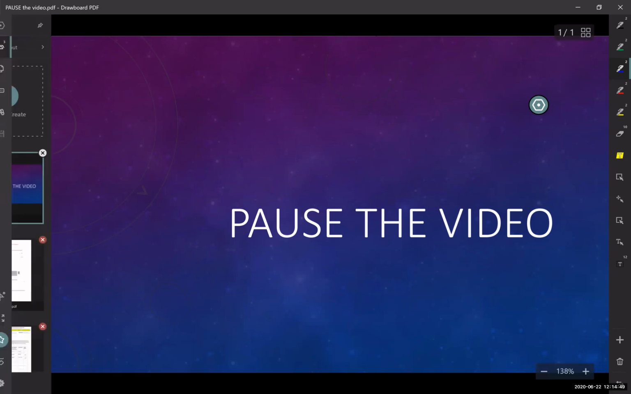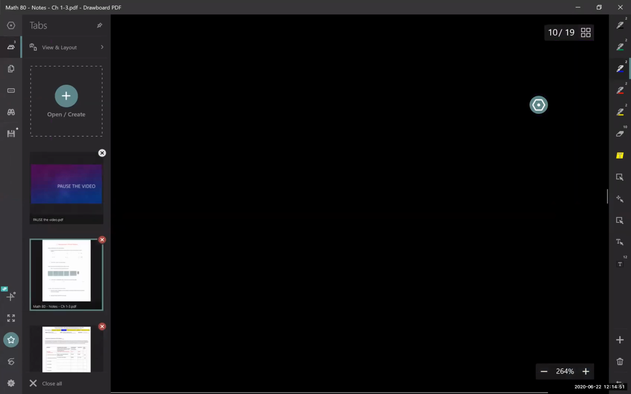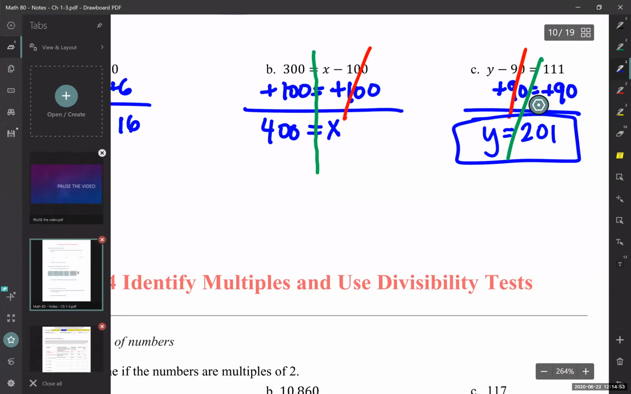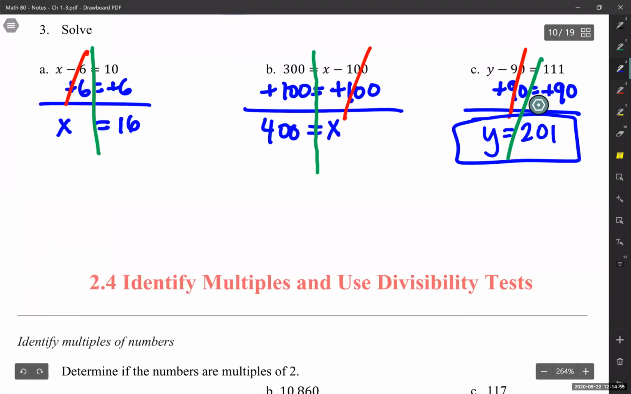And we are back with the last section in this video, 2.4, identifying multiples and using divisibility tests. When we get into chapter 4, there's going to be a lot about fractions, a lot about common denominators and whatnot. So we're just barely starting that topic. Not fractions, but just multiples and divisibility.